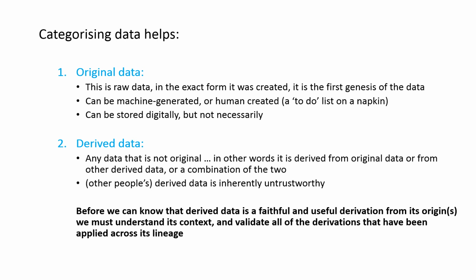Derived data, on the other hand, is any data that is not original. It is derived from original data, from other derived data, or from a combination of the two. As we know, derived data is inherently untrustworthy, and other people's derived data more so. This is because before we can know that derived data is a faithful and useful derivation from its origin or origins, we must understand its context and validate all of the derivations that have applied across its lineage.